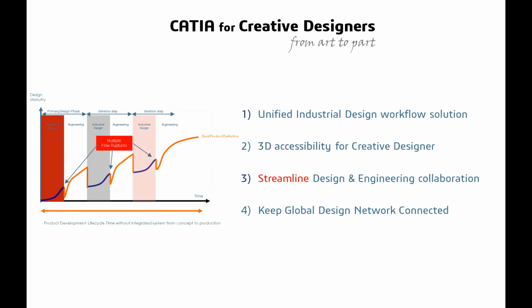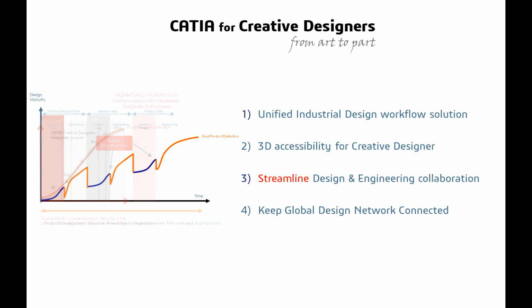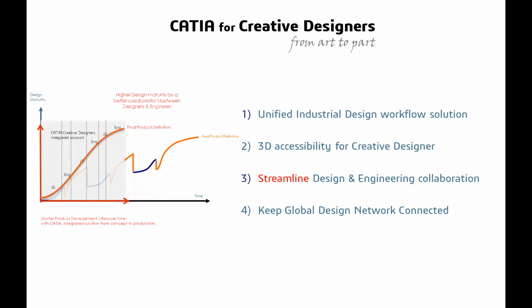The third goal of this solution is also to help the design studios to collaborate more efficiently with the rest of the organization, especially the engineering department. As you know, products in the consumer markets in many industries are becoming more and more complex, especially with smart products, where designers have to embed a lot of engineering constraints, system constraints, and electronic constraints. So we really need to facilitate this collaboration, and this is also something we want to achieve with CATIA for creative designers.